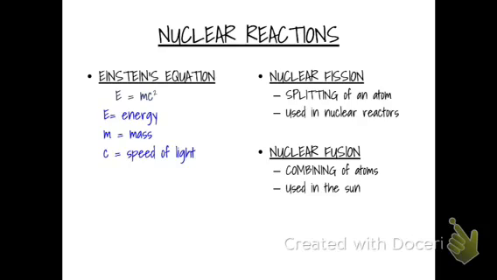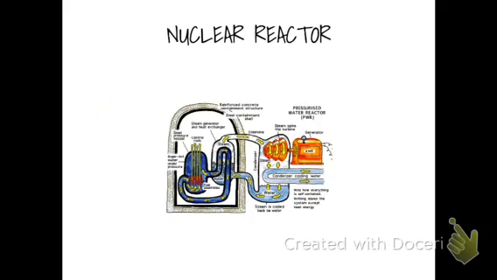And then you've got nuclear fission versus fusion. Fission is splitting of an electron, and it's used in nuclear reactors. It gives off a great deal of nuclear waste or gamma radiation. And then you've got nuclear fusion, which is the combining of atoms, and as far as we know, it's used in the sun, and it does not have radiation that is given off. But we haven't figured out how to do it.